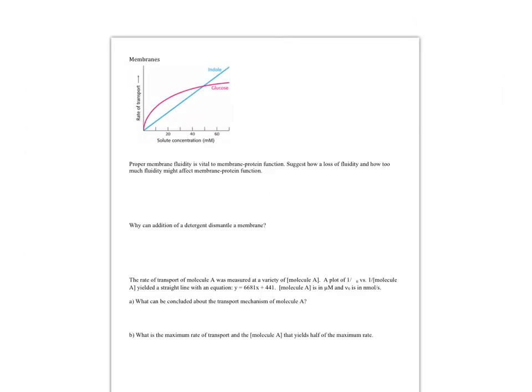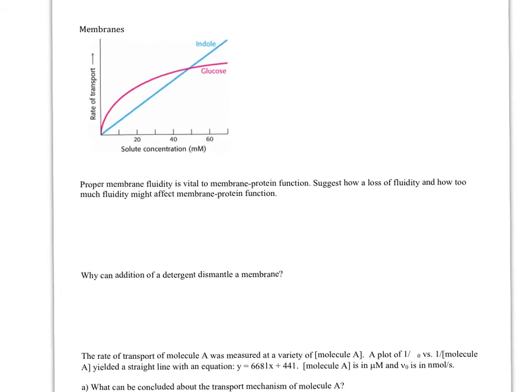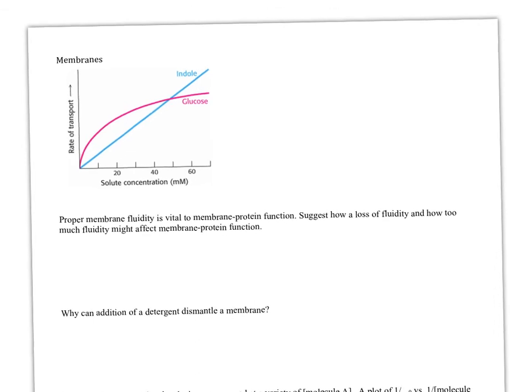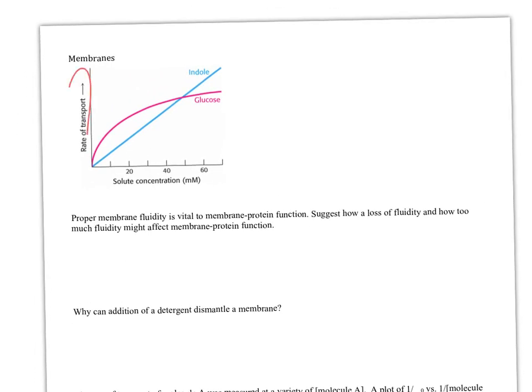So what does the data say about the two forms of transport? This is the second part of that, so we're comparing the two transports between these two molecules, indole and glucose. Indole looks like it is just moving. There is a linear relationship between the rate of transport and the concentration of indole. And it looks linear and it doesn't look like it ever saturates.